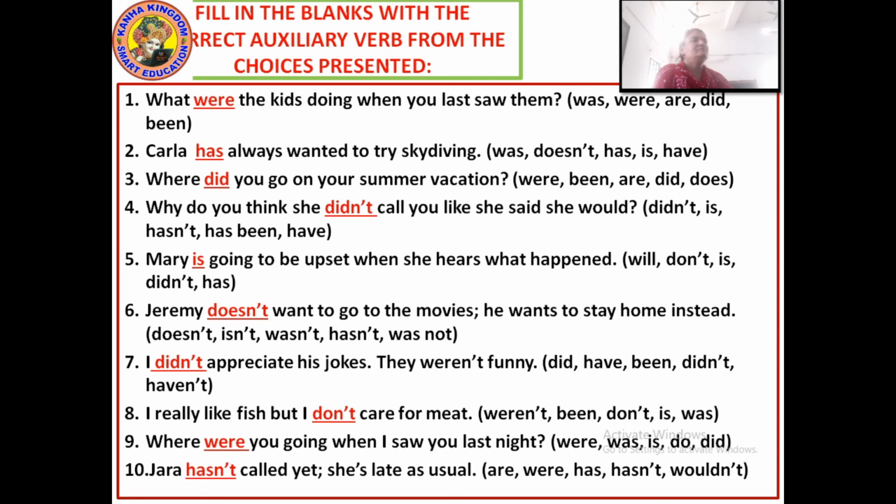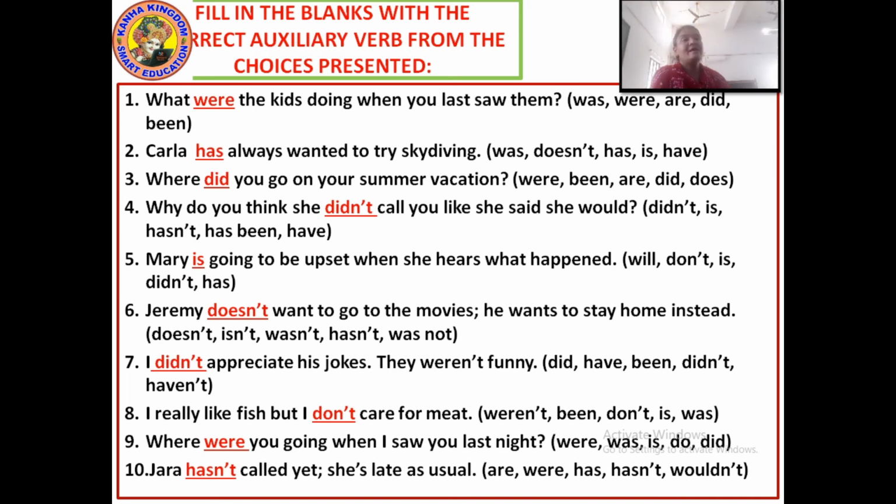Jeremy doesn't want to go to the movies, he wants to stay home instead. Reading the sentence only we can understand that here it will come in a negative form. And I have told you, in a negative form we will use do not or does not. So here isn't, wasn't, hasn't, we won't use, we will use doesn't. So Jeremy doesn't want to go for the movies, he wants to stay home instead.